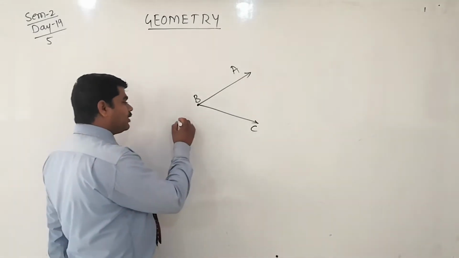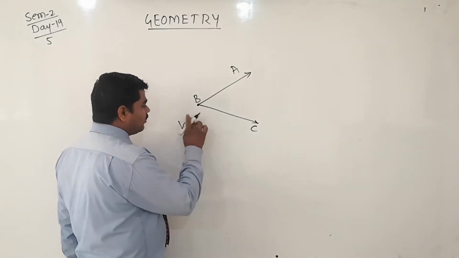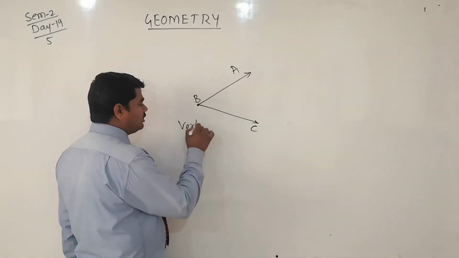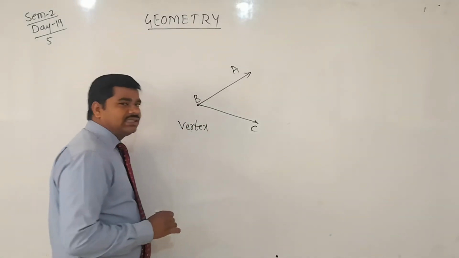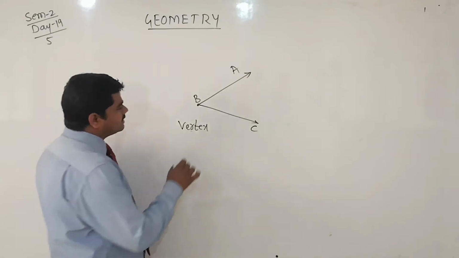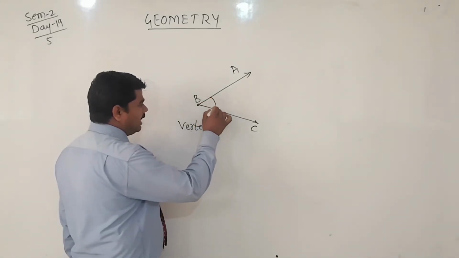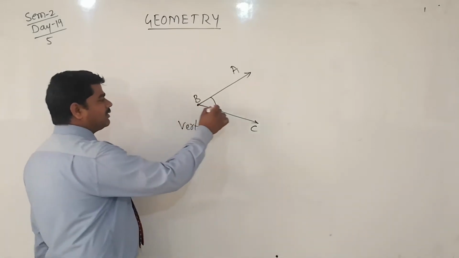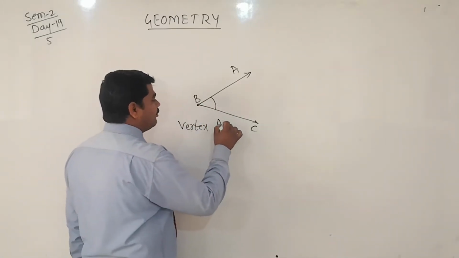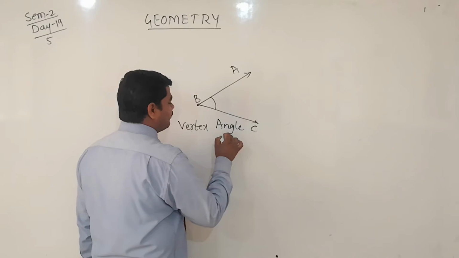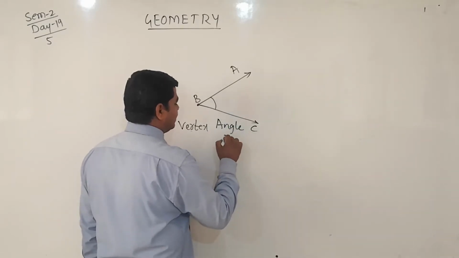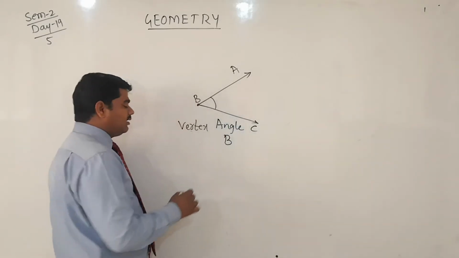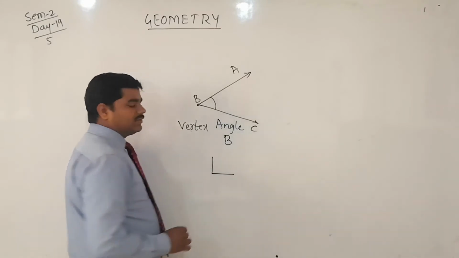This endpoint we call a vertex. It is a common endpoint, and there is a formation of an angle. For this one we can call it angle B. Angle B means this angle we denote with the symbol ∠.